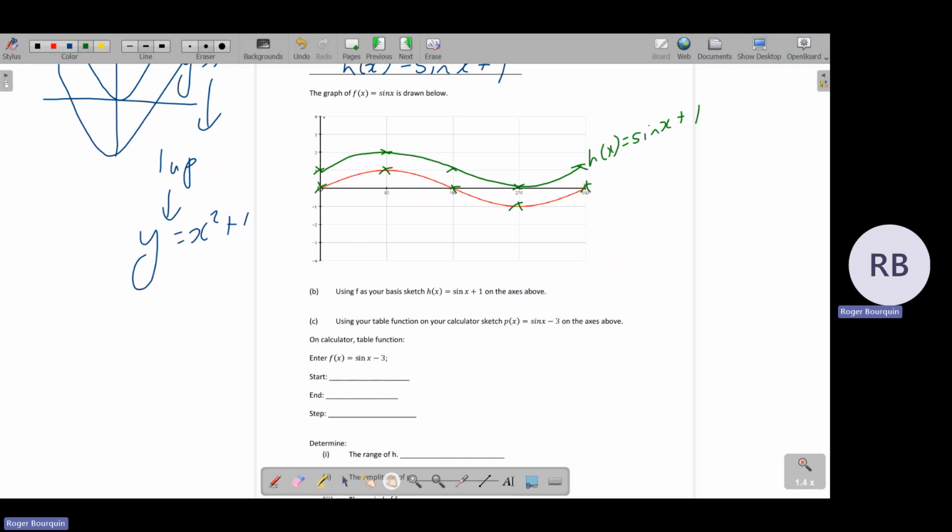On your calculator, what are you going to do? Go to your calculator. Go to mode, then table. What do you enter? Enter the equation. So you're going to enter f of x equal to sine x minus 3.